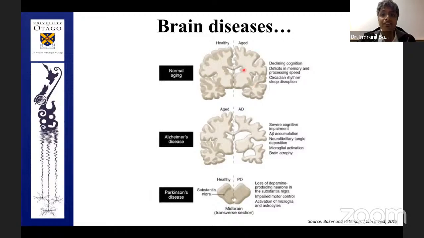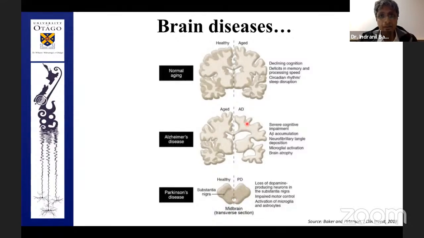Now, if you compare this aged brain section with a brain section from a patient with Alzheimer's disease, you'll see the gaps increase massively. This means there is massive cell death in this particular brain from a person who is suffering from Alzheimer's disease. And if you compare with the aged brain, it's even more severe. So that says that these cells do not come back, and the loss is permanent. And that is the problem with our brain.